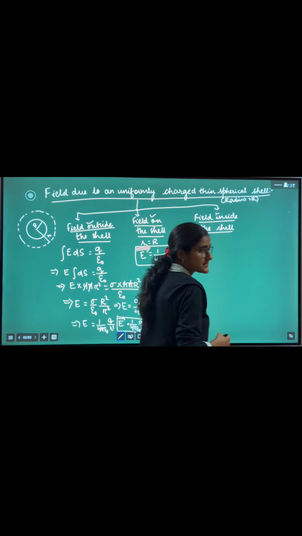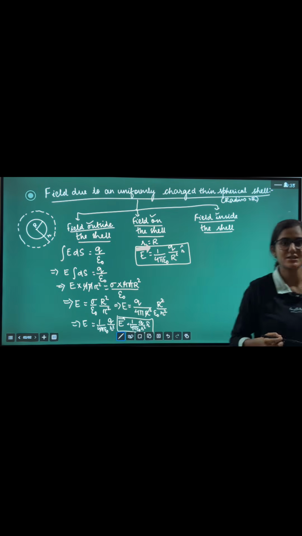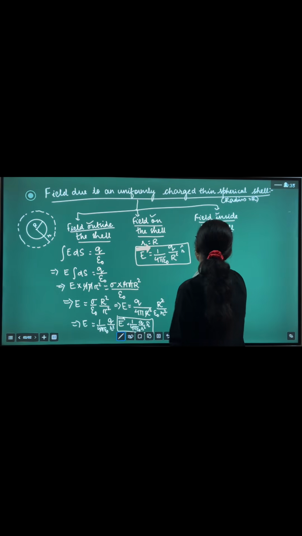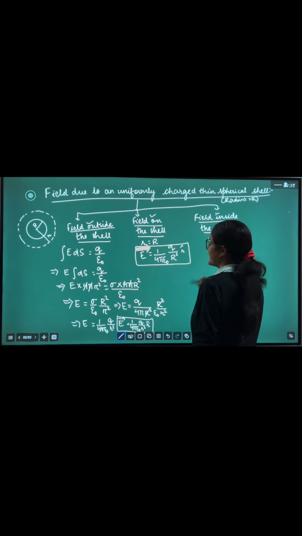Now for the field inside the shell, we know that there is no charge enclosed inside the shell. Whatever charge there is resides on the surface of the shell. That is why q is equal to 0, and if q is 0, E is equal to 0.